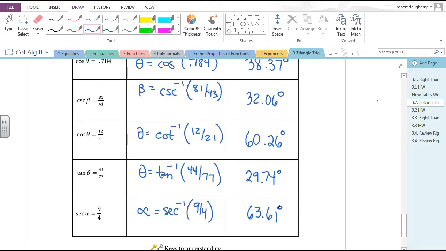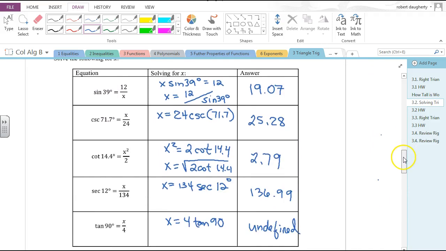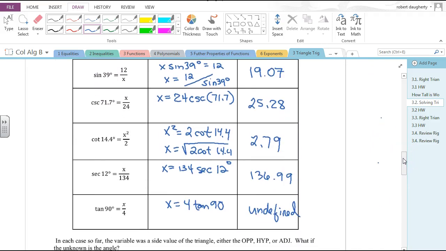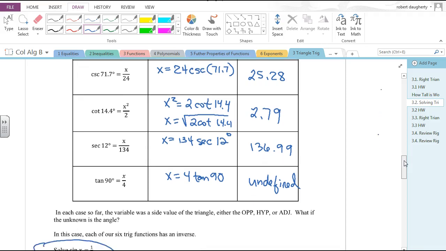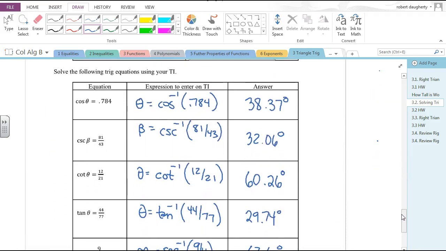Okay, so again, this lesson broke neatly into two halves. The first half, you had to solve an expression for x. X was never the angle in any of these. You solved it for x, and then you had to plug something into your calculator. Tomorrow we'll be doing word problems that require you to be pretty solid with this. The other part that you need to be solid with is when the unknown variable is the angle itself.